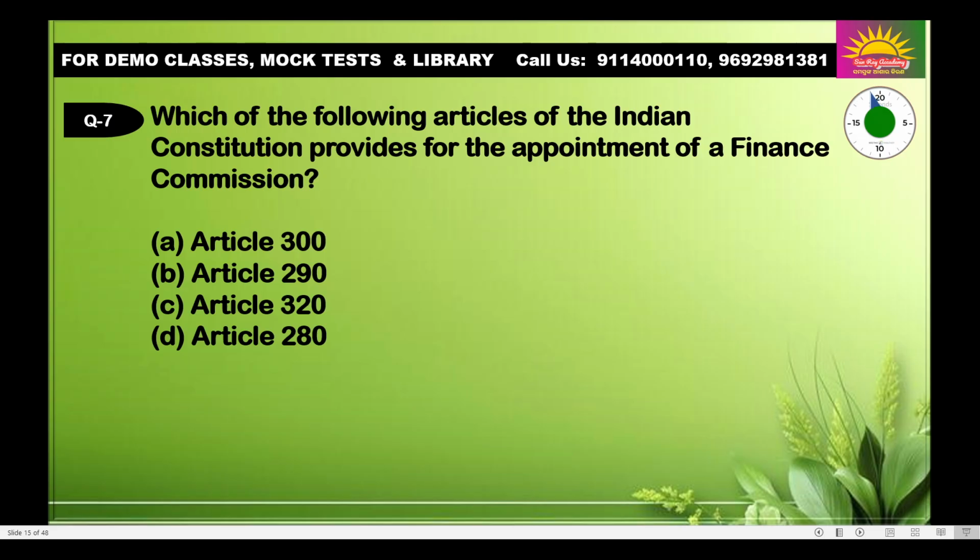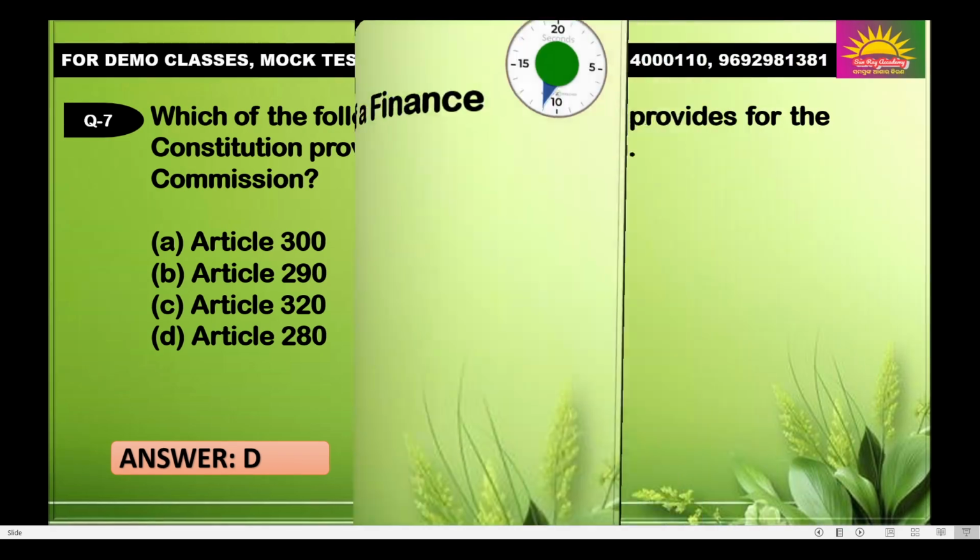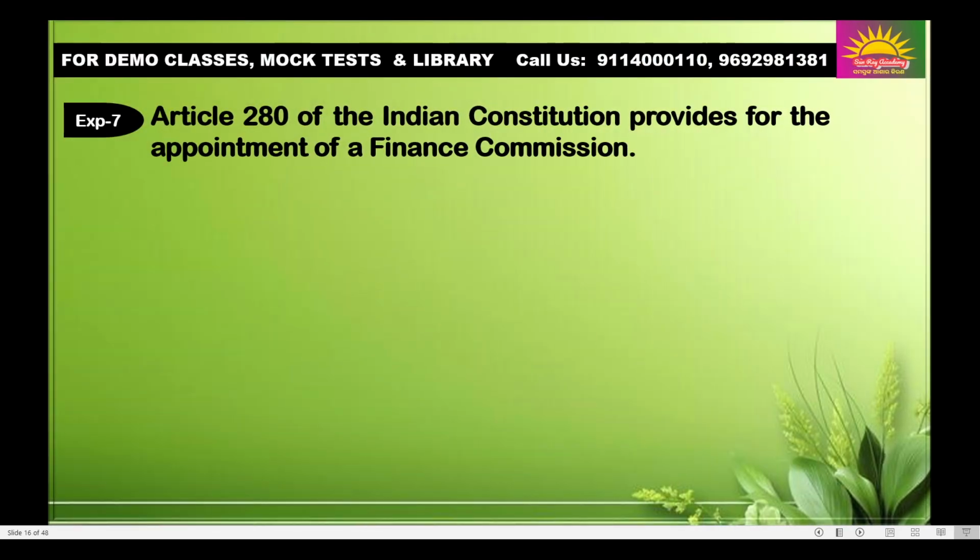Question number 7. Which of the following articles of the Indian Constitution provides for the appointment of the Finance Commission? Article 300, 290, 320 or 280? Answer D, 280. Article 280 of the Indian Constitution provides for the appointment of the Finance Commission.